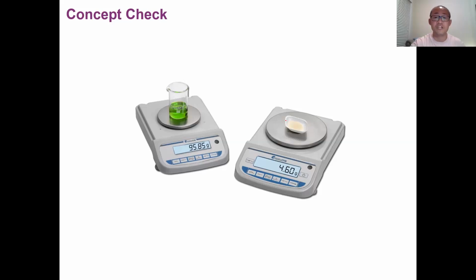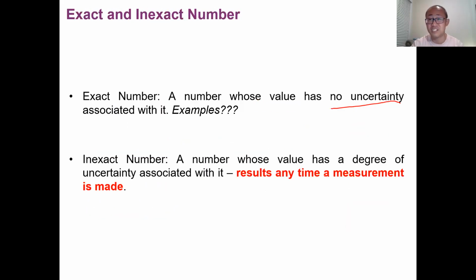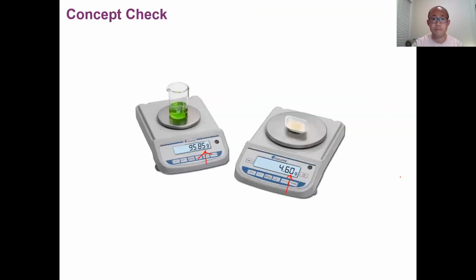So if you look at these readings, the last digit, the 5 here, and also the last digit, the 0 here, are both actually estimated by the machine. The first few digits are certain. The last one will be estimated. But both numbers are what we call inexact numbers because they are from what? From measurements.